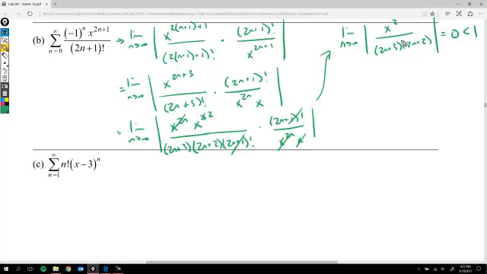This was convergent. So that tells me that my radius of convergence is infinity. That means that this converges for any number you can plug in for x. Any number you plug in for x, you're going to get 0 here, which is less than 1, which means that it converged by the ratio test. So my radius of convergence is infinity, which means that my interval of convergence is negative infinity to positive infinity.